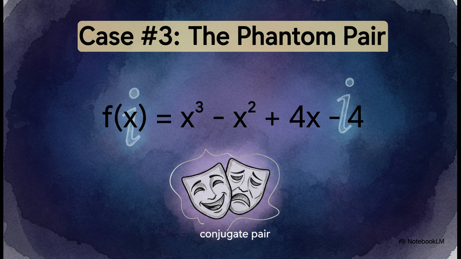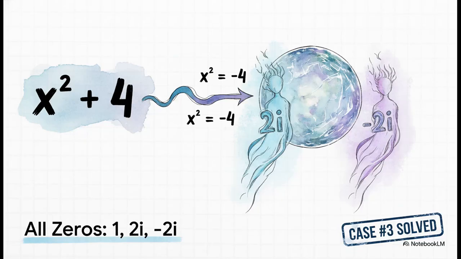And now for our final case. This is the one that really stumps people. We're hunting for the zeros of a polynomial that's hiding an imaginary pair. This is where knowing about those conjugate pairs is really going to pay off. So we can attack this by factoring by grouping, or we can just test our rational roots and find that x equals 1 is a 0.